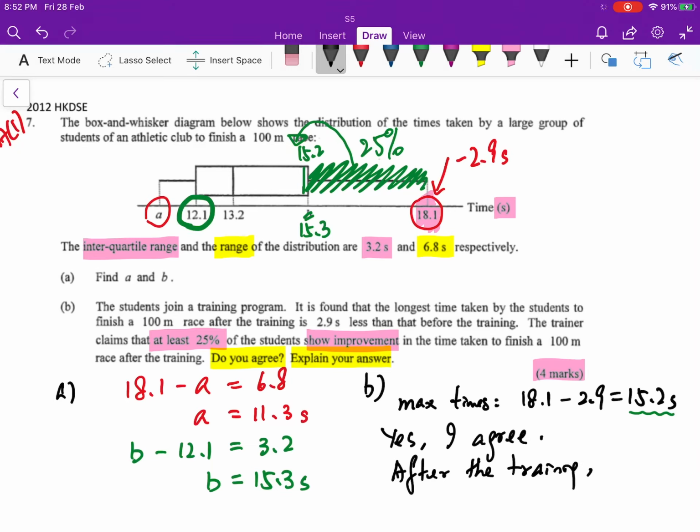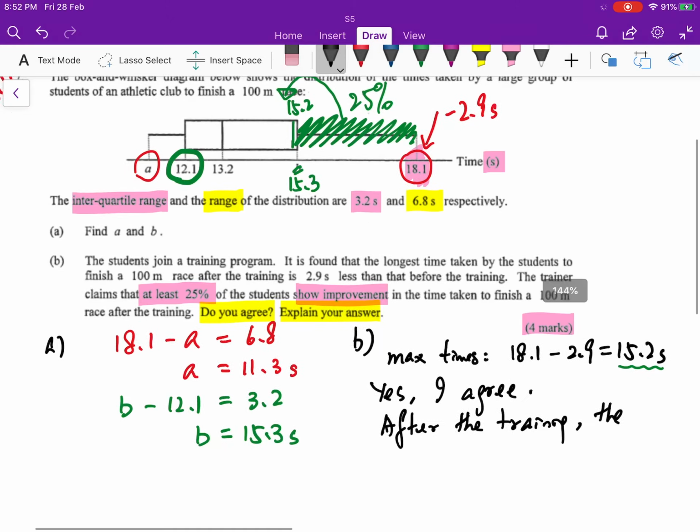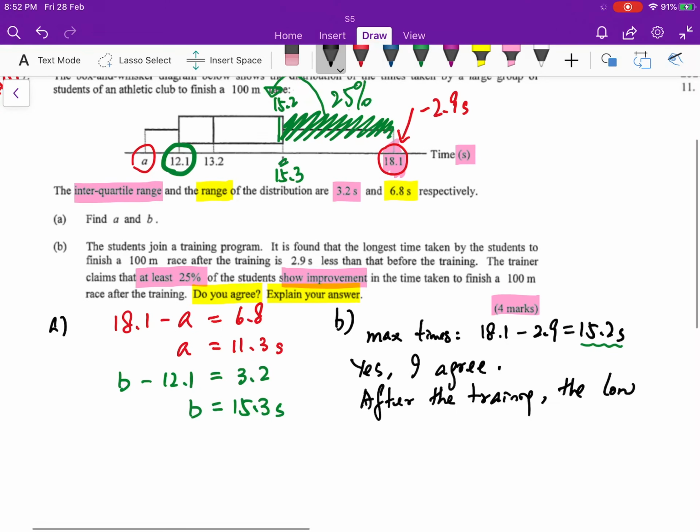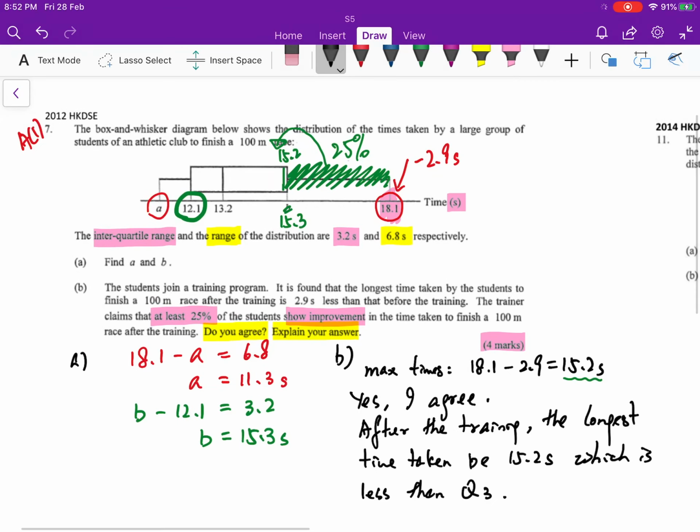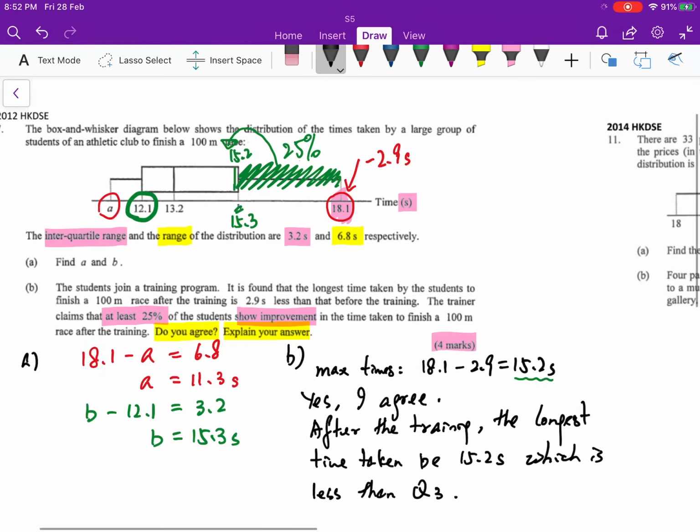After the training, the longest time taken is 15.2 seconds, which is less than Q3. So of course we will agree.